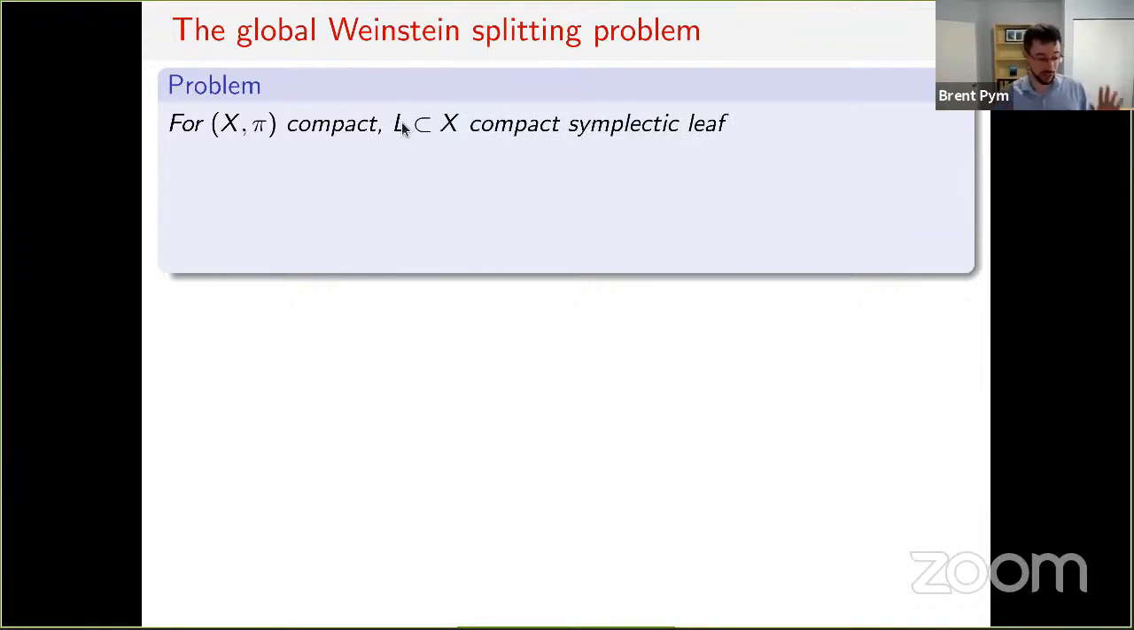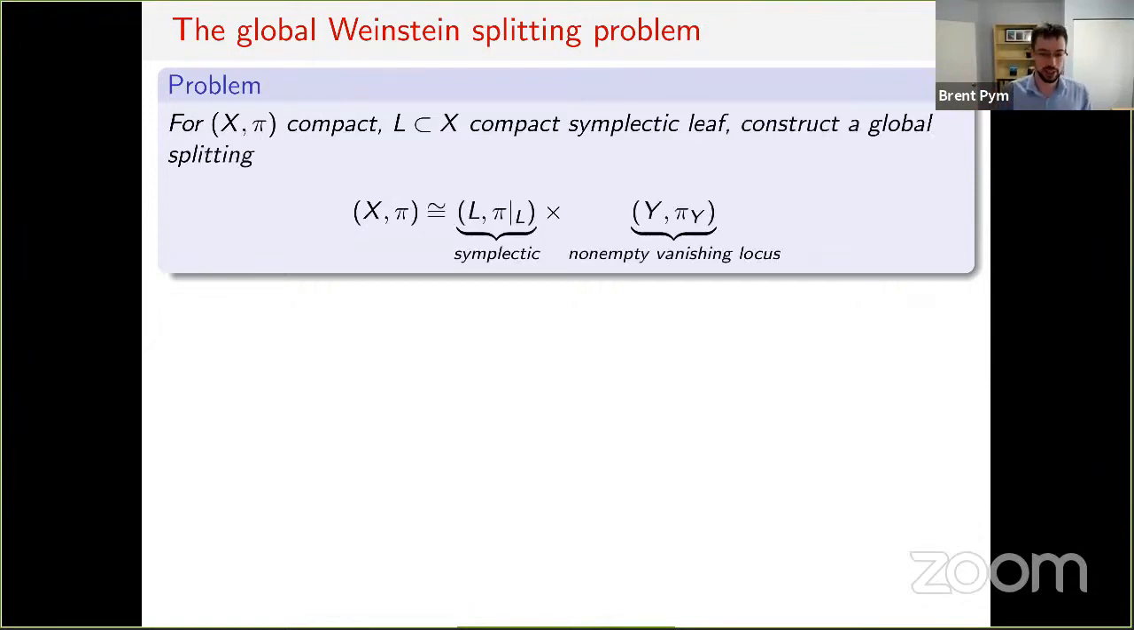Okay? Now, in general, the symplectic leaves need not be compact. Of course, everyone knows lots of examples of foliations on compact manifolds whose leaves are not compact. But anyways, let's assume that we have a compact symplectic leaf. And then the question is, is it possible that our Poisson manifold X actually decomposes globally, not locally, globally, as a product of the symplectic leaf L and some other Poisson manifold?